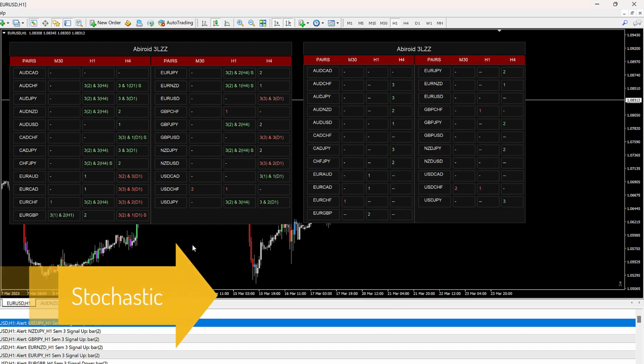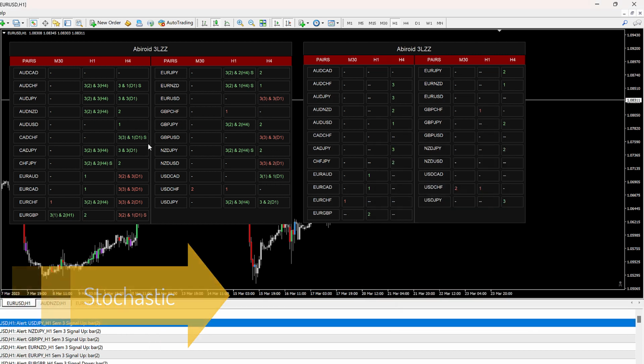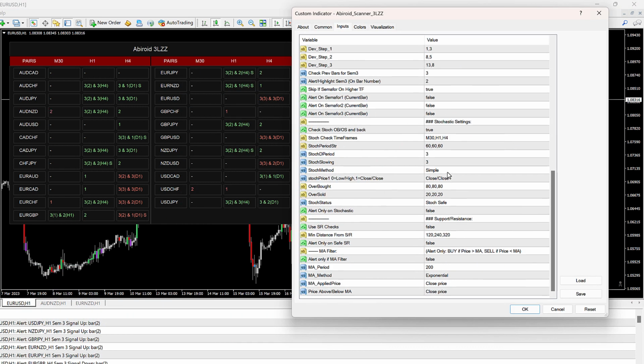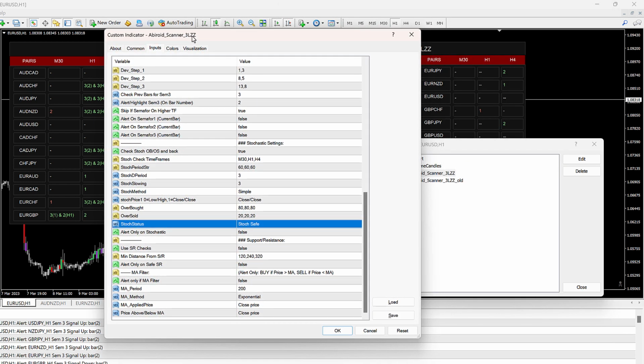And the next thing that we can talk about is the stochastic. In the new version, stochastic settings also have this stochastic status. In the previous version, it just used to check if stochastic had gone overbought or oversold, and then it had come back inside to safe levels. But sometimes people have strategies in which they prefer for the stochastic to be safe, or for the stochastic line to be overbought or oversold, or also overbought, oversold, and back within the safe.